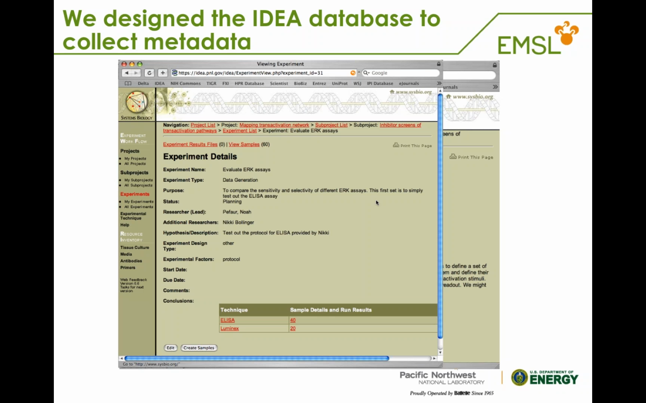So the IDEA system collected the metadata, but it also added to the work that all the investigators had to do. And the investigators said, look, if this is not helping me do my work and do my job, why am I doing all this? And so we never really could get people to use the system because it did not add value to their work.